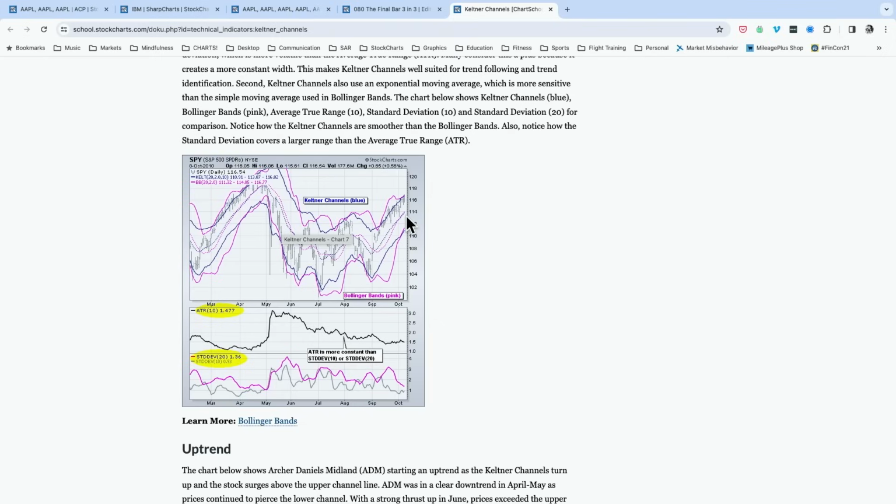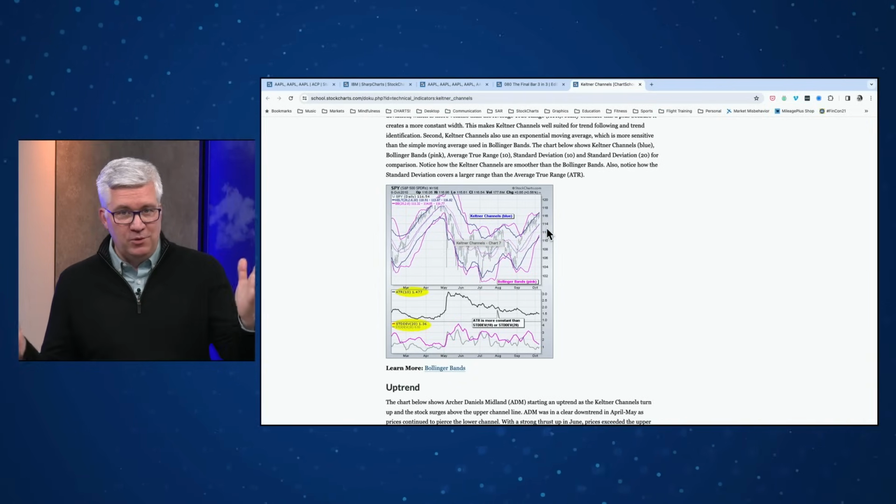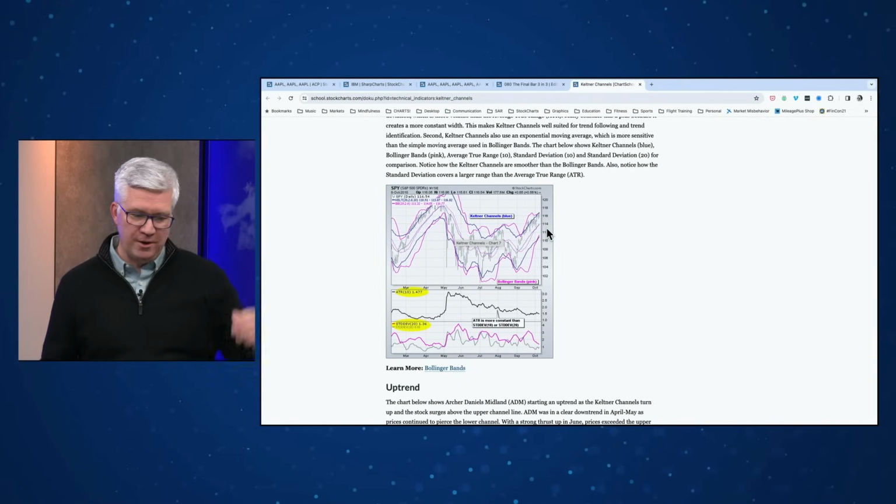So Bollinger Bands start with a simple moving average, usually a 21-day moving average or a 20-day moving average. And then you do two standard deviations above and below. So it's using standard deviations over a look-back period as a way of determining the width of the band. So the more volatile the stock, the wider the bands are.